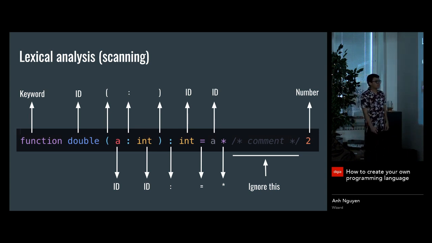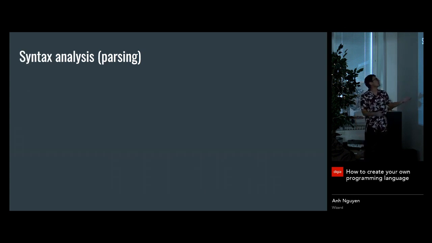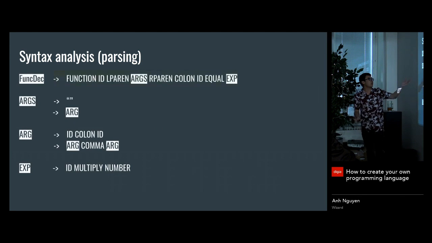So at the end of this phase, you have a stream of tokens, which is ready for the next stage, which is parsing. The fancy term is syntax analysis. What we do in this phase is take the stream of tokens and match them against some kind of patterns. Here are some patterns that we use to parse the function declaration that I showed in the previous slide.